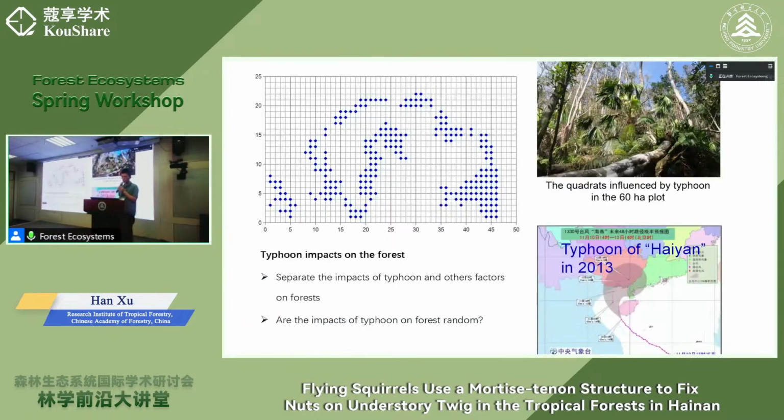And in our plot, we monitor the typhoon impacts on the forest. I just mentioned that about 3 typhoons pass Hainan Island each year. Typhoons also have a great influence on our plot. This is the plot that was influenced by a typhoon in 2013, about 12 years ago. So we are still monitoring the typhoon's impacts. Sometimes there are strong typhoons, and after that we go into the forest to measure the trees and learn how many trees were blown down by the typhoon.